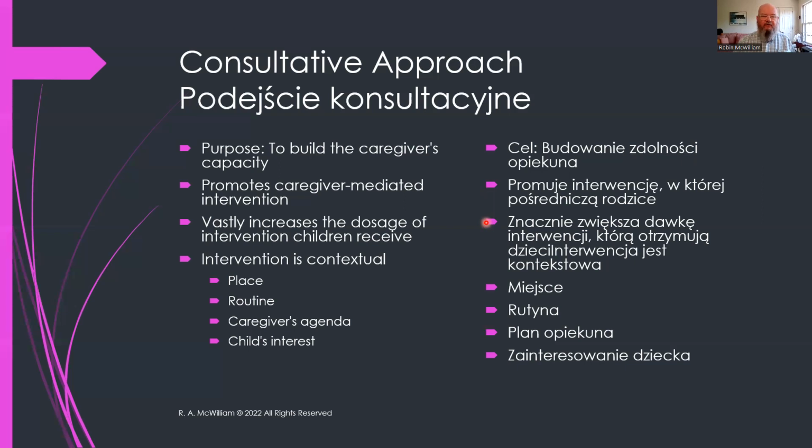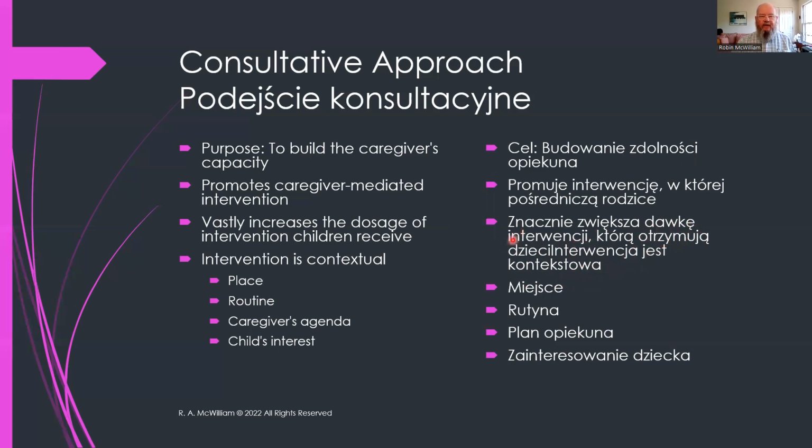So in the consultative approach, I was just talking about vastly, yeah. In a consultative approach, let me just see where this leaves off. 1 second here.